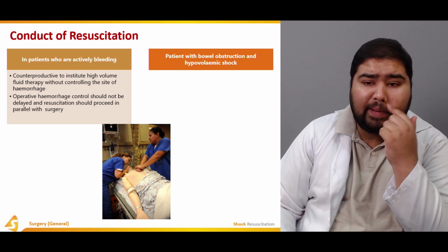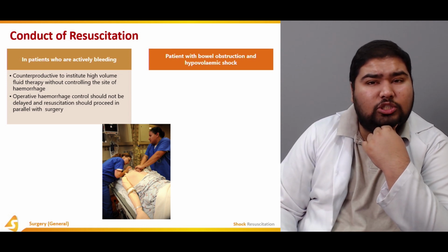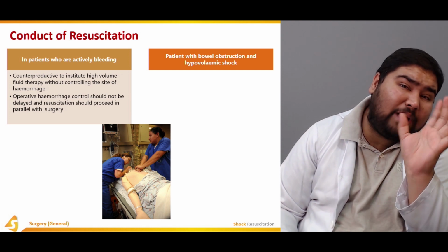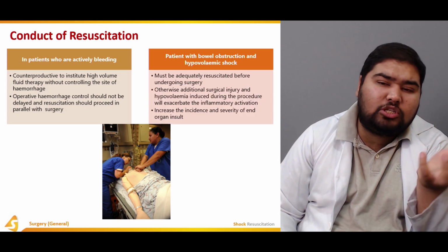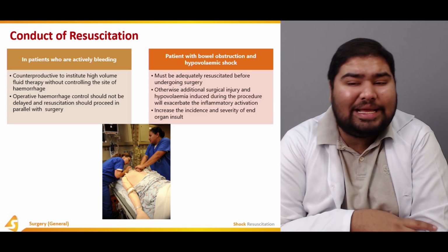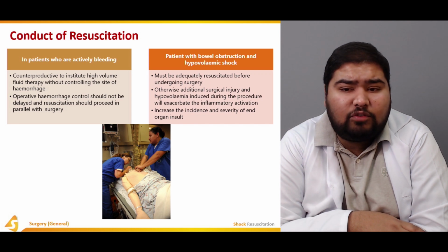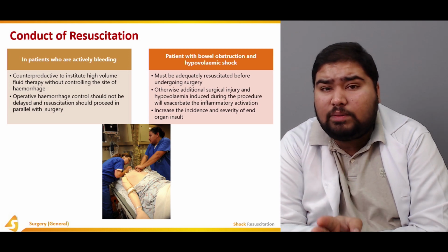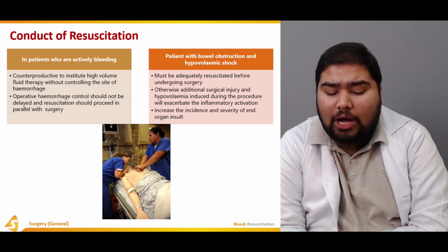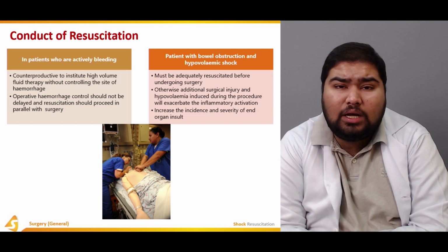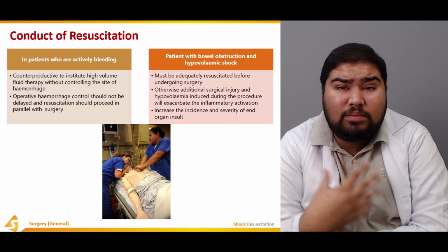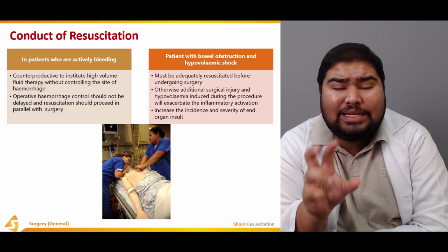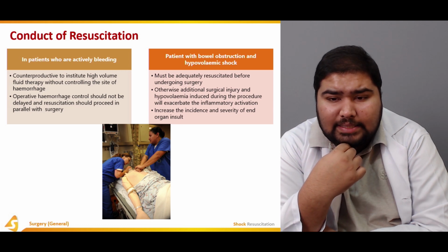Now, in patients with bowel obstruction, hypovolemic shock. So they have hypovolemia. These patients have hypovolemia as well, but they have bowel obstruction. That is third space loss. So they must be adequately resuscitated before undergoing surgery. So there's a difference. So in patients with bowel obstruction, how do you assess bowel obstruction? You'll look for the bowel sounds. The bowel sounds are absent in bowel obstruction, and they must be adequately resuscitated before undergoing surgery.